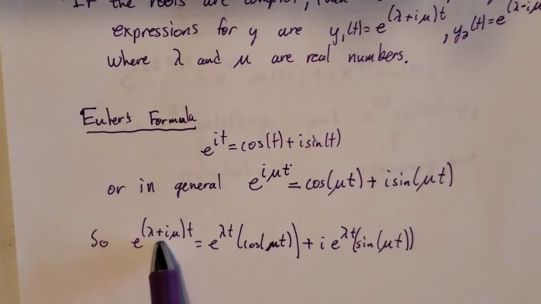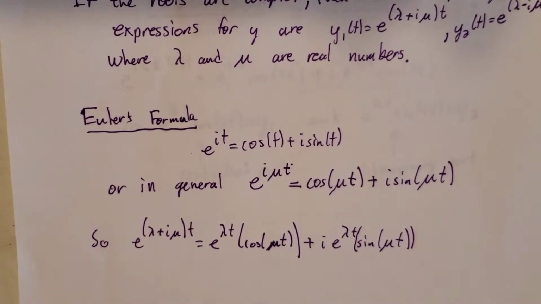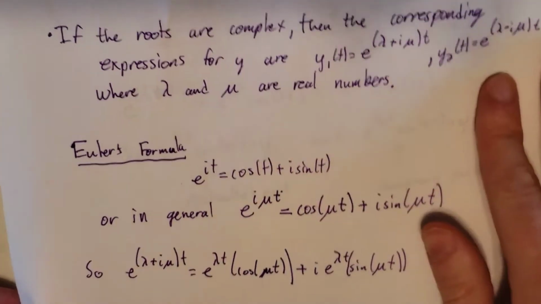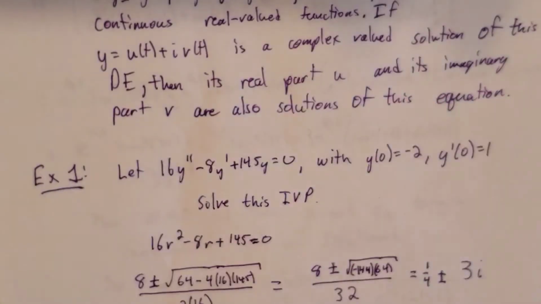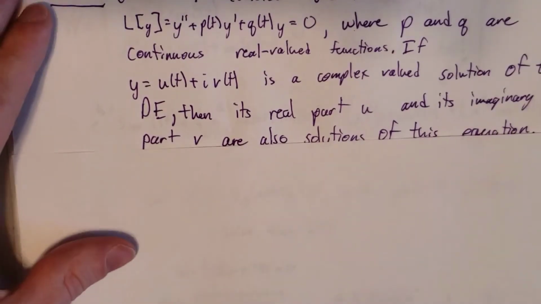So e raised to the lambda plus i mu t is e to the lambda t times cosine of mu t plus i e to the lambda t times sine of mu t. That's what we're going to use in a bit, and we'll see how to use that in our first example, and only example actually. Before we do our example though, I want to look at a theorem.